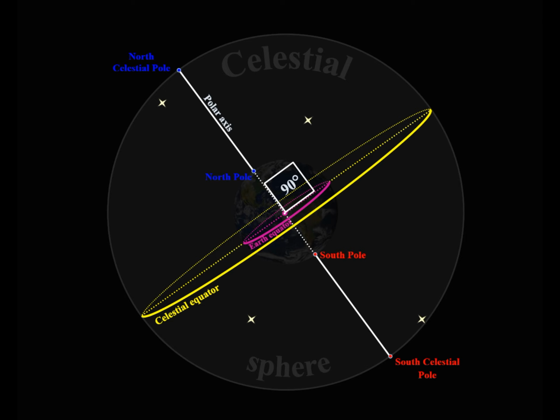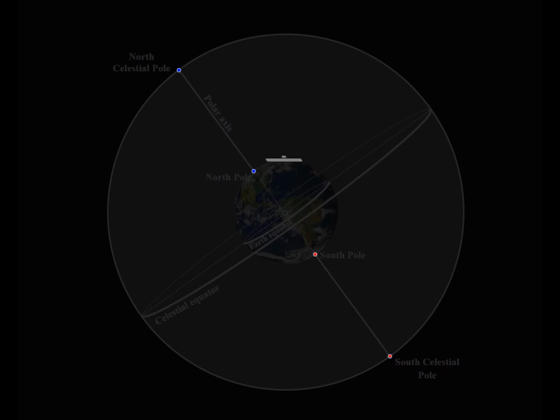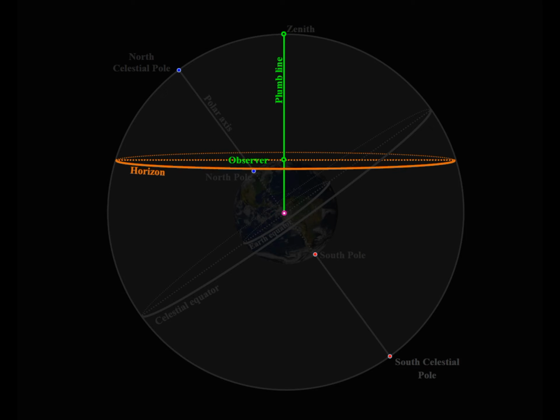Polar axis and equatorial plane form a right angle. A plumb line runs through the observer's position to the center of the Earth. The intersection of the plumb line with the celestial sphere is the zenith. The horizon plane passes through the observer's position and forms a right angle with the plumb line.